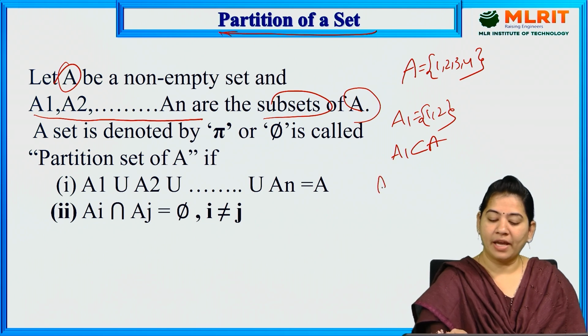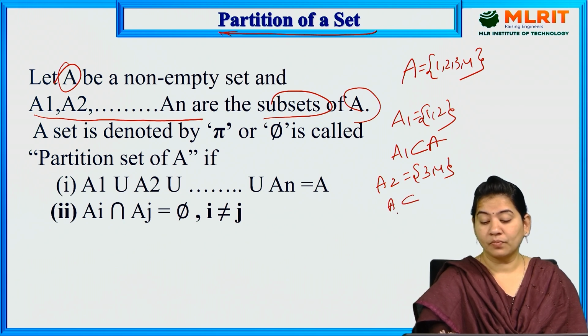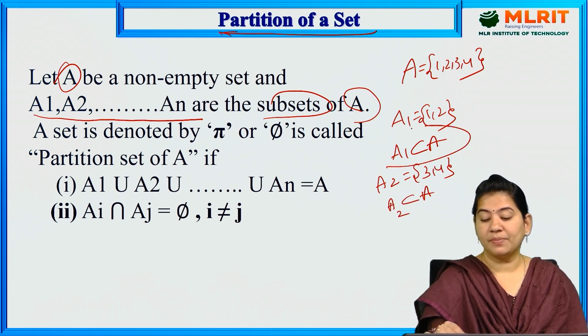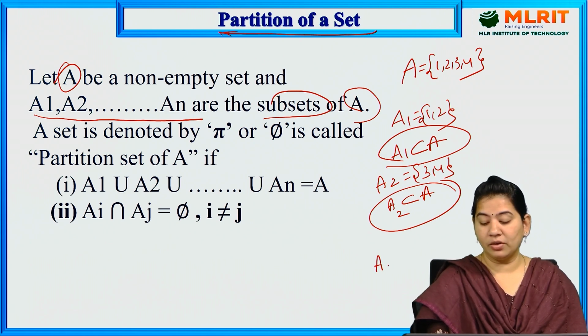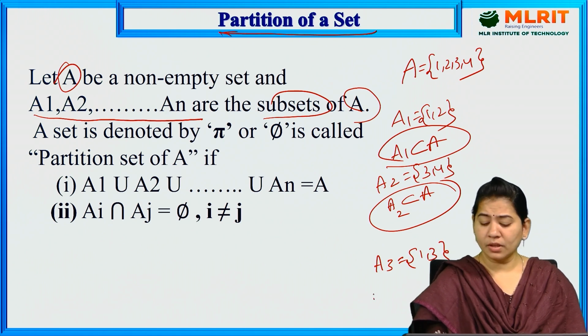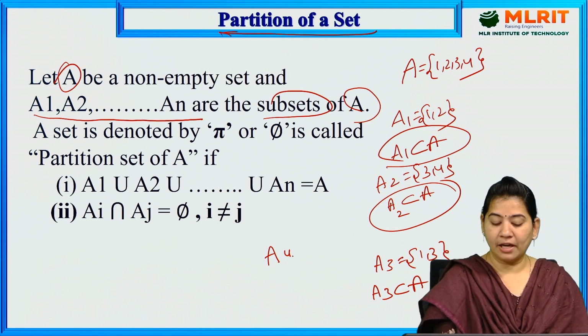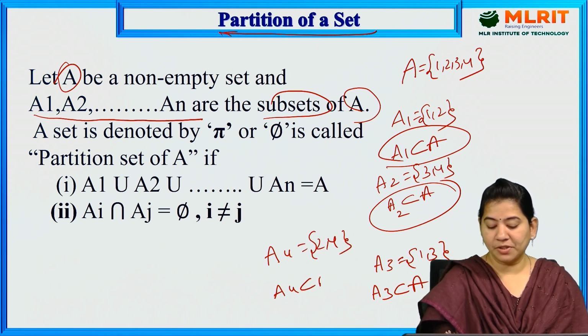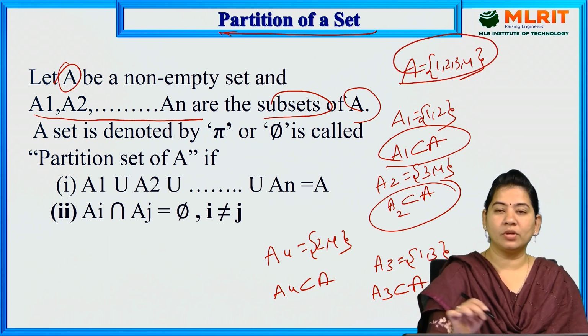In the same way, if I consider A2 equal to 3, 4, this is also a subset of A. So A1 is a subset of A, and A2 is a subset of A. Not only these two, I can also include A3 equal to 1, 3, so A3 is also a subset of A. Even if I consider A4 as 2, 4, A4 is also a subset of A. These are all subsets of this particular original set A. This A we can call the original set.